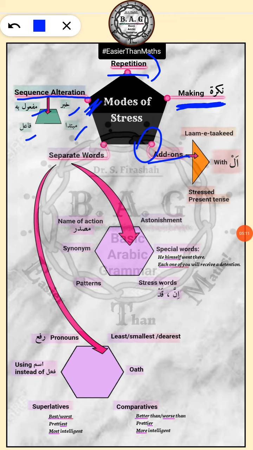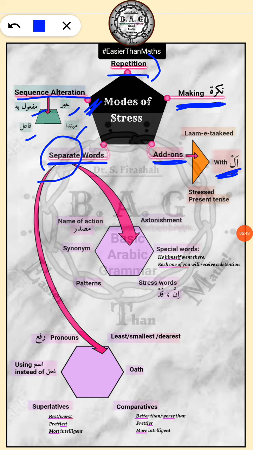Alright, next we have add-ons. Now, what do I mean by add-ons? And how do I differentiate these add-ons and the separate words? You see, separate words are not attached and they are separate words, hence the word separate. However, add-ons are the words, or rather the huruf, that get attached to the word itself, such as al. It's not a harf exactly, it's a prefix. We are familiar with this al since section A.